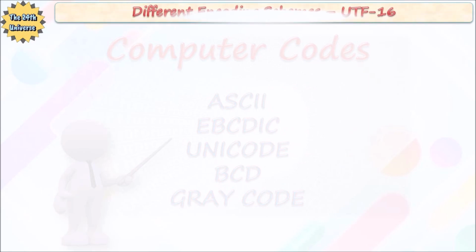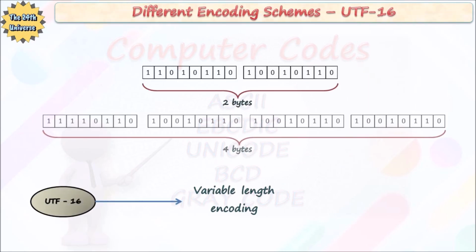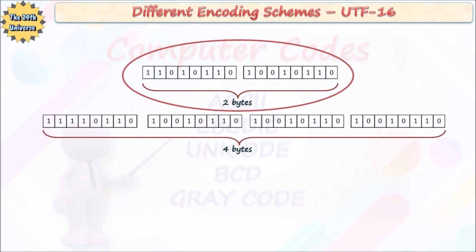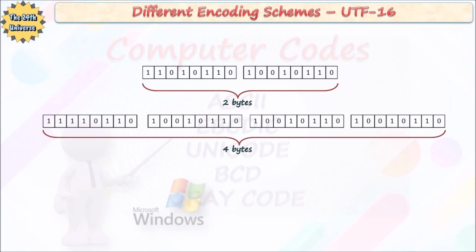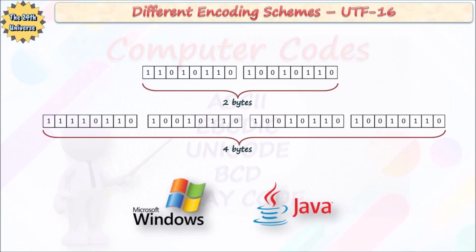UTF-16 is also a variable length character encoding, but it takes either 2 or 4 bytes. Here, the smallest binary representation of a character is 2 bytes. UTF-16 is used in the Microsoft Windows API, the Java programming language, and JavaScript, where the minimum byte requirement is 2, that is 16 bits. By the way, fixed length UTF-16 is called UCS-2, which is not used nowadays.